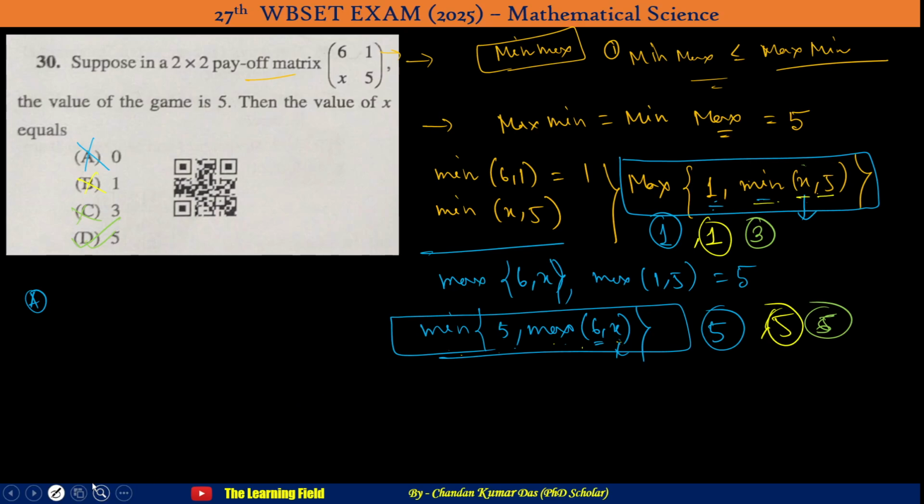You can also check. How can you check that? See, if we put 5 here, the minimum of 5 and 5 is 5, and the maximum of 1 and 5 is 5. And here also, if we put 5, then the maximum of 5 and 6 is 6, and the minimum of that is again 5. So 5 and 5, these two are matched. That means option D is the correct answer in this case. Next question.